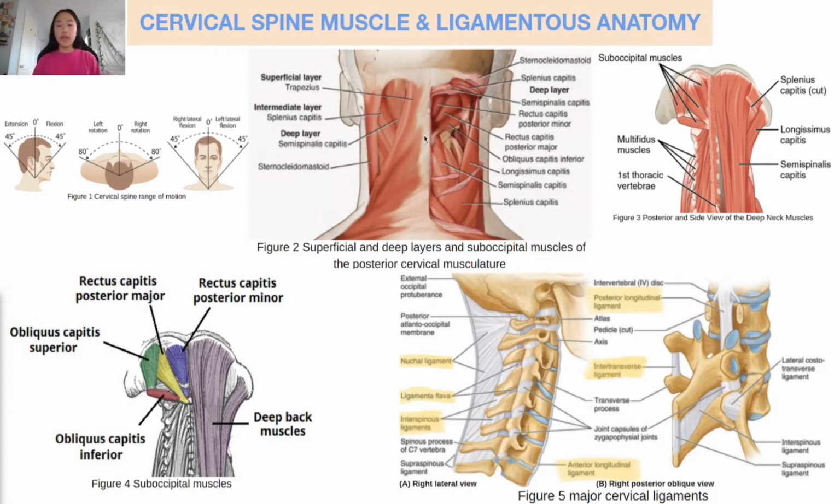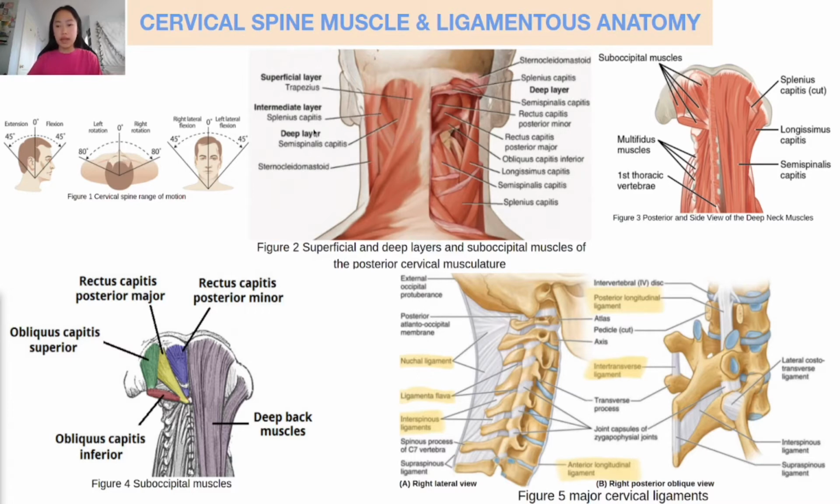And it inserts right into the posterior border of the lateral one-third of the clavicle, the acromion process, and also the spine of the scapula. And its innervation is the ventral rami of C3 and 4. And its action is to elevate and upwardly rotate the scapula and extends the neck.